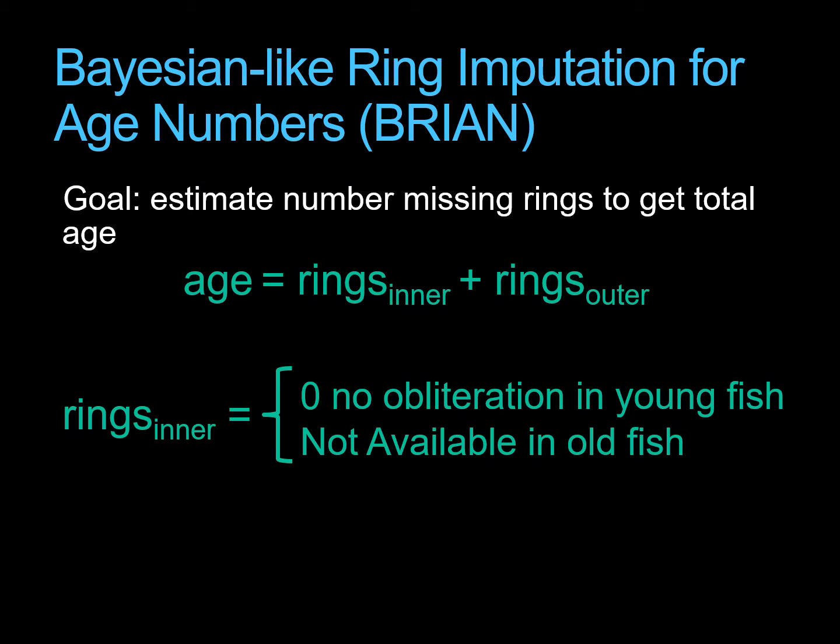The Bayesian-like ring imputation for age numbers, or Bryan method, has a goal of estimating the number of missing rings to get the total age, where age equals rings from the inner portion plus rings from the outer portion that you can see. The rings from the inner portion are 0 when there's no obliteration in younger fish, or NA for older fish where vascularization has occurred.